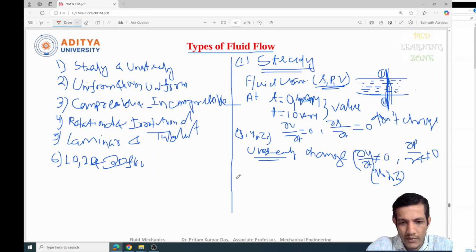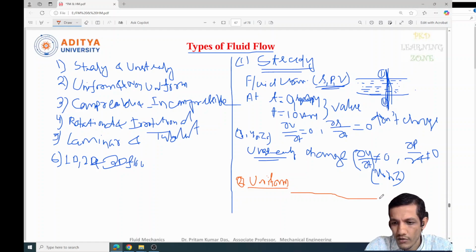Another one. Second one is uniform flow and non-uniform flow. If you understand uniform flow, then non-uniform is also simple. So again, let's consider a similar kind of diagram, where suppose one diagram is there, and some kind of liquid is flowing inside this pipe.